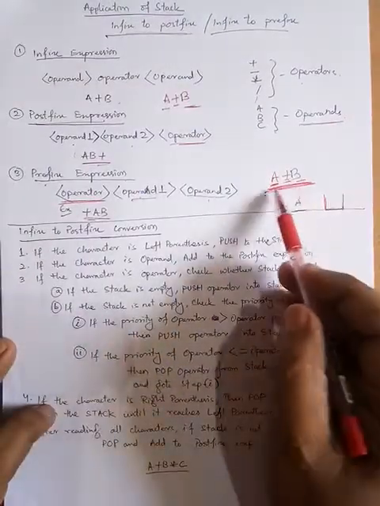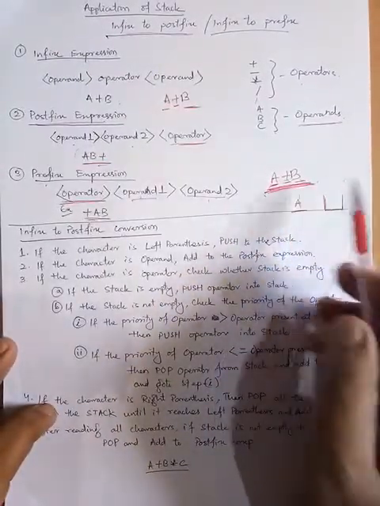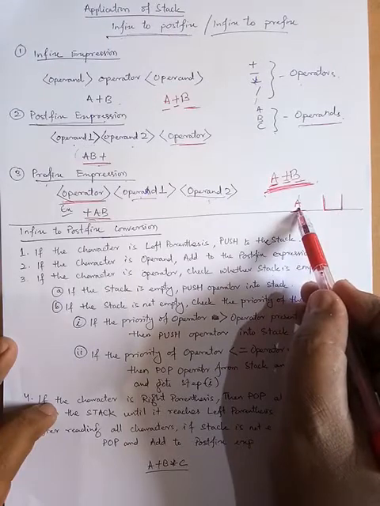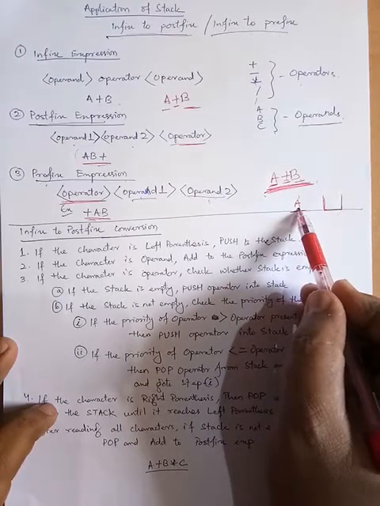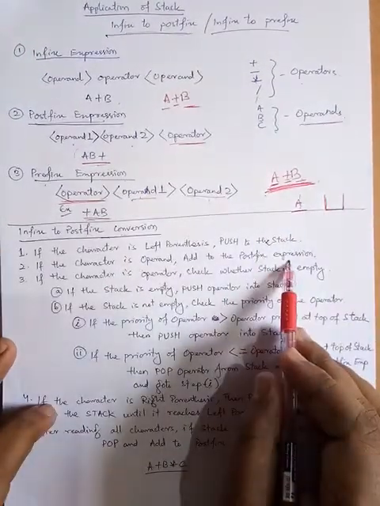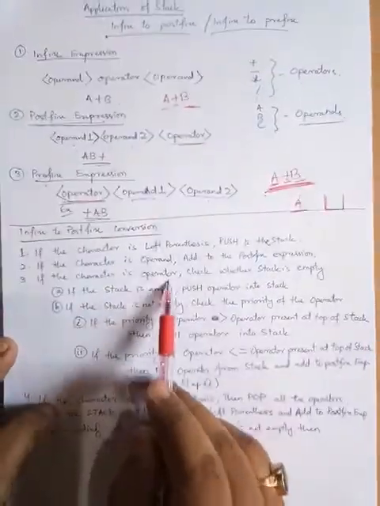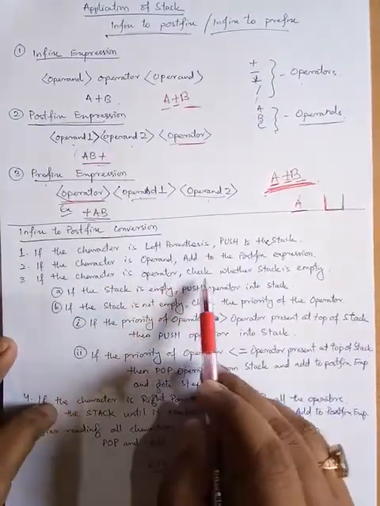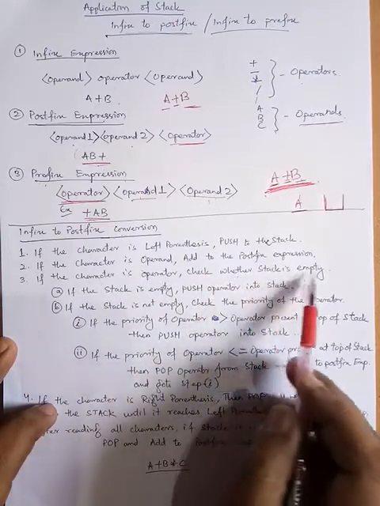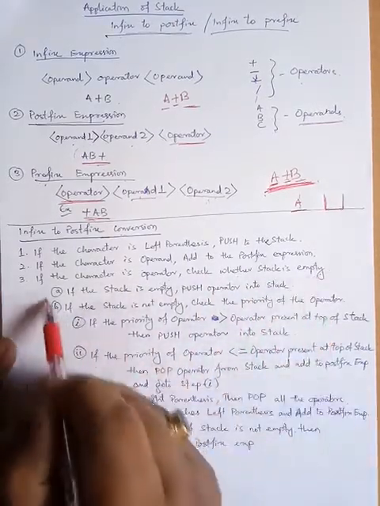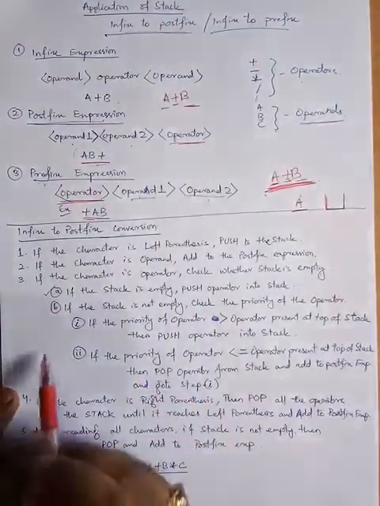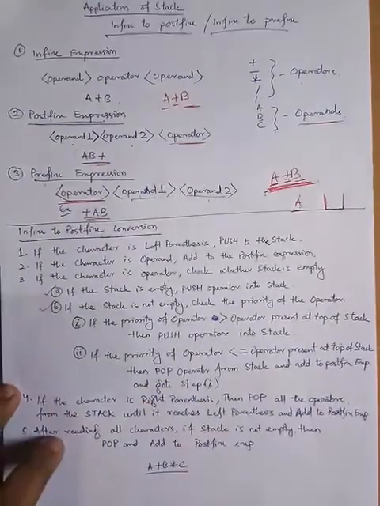So for this example, a plus b, the first character is an operand, so that will be added to the postfix expression. Then next, if the character is an operator, check whether the stack is empty or not. Then there are two different conditions. You can see here the two different conditions.